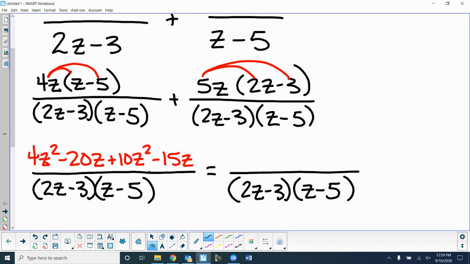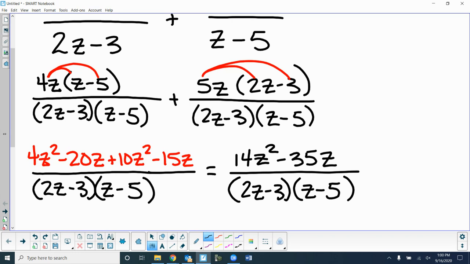The 4z squared plus the 10z squared is 14z squared. And the negative 20z minus 15z is a negative 35z. Okay? Now is when you can try to factor the numerator.